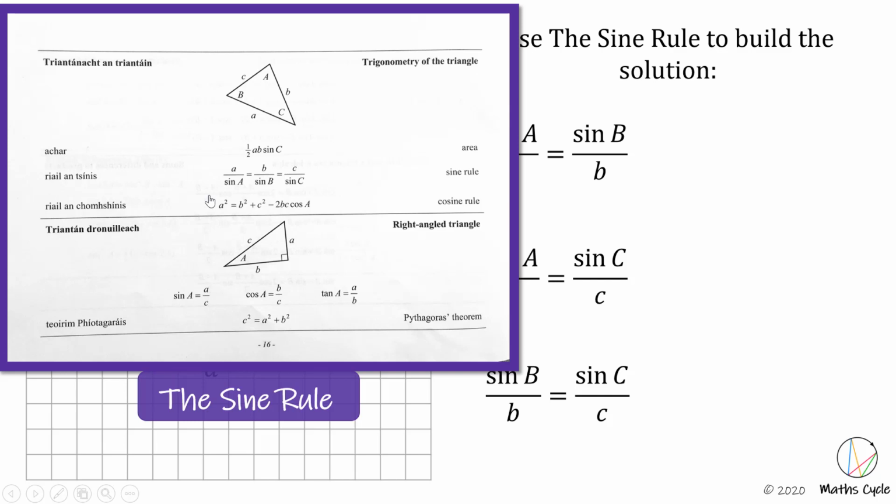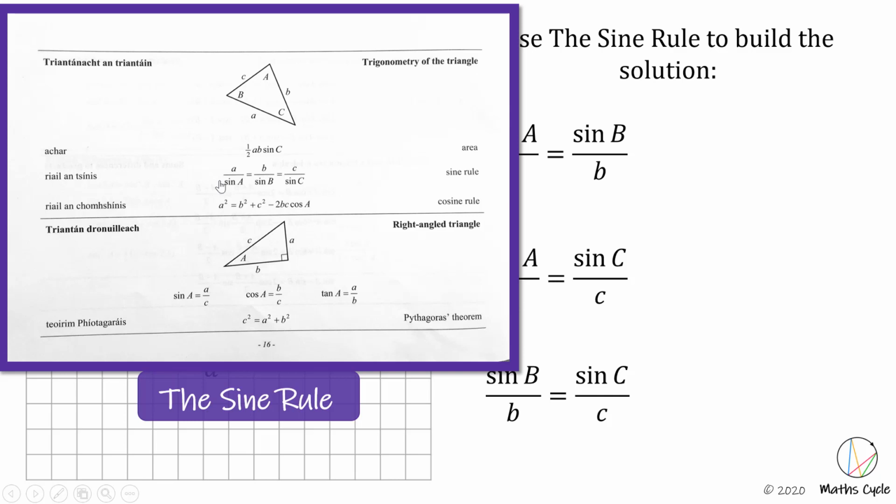Now, the one thing that's different in your log tables is that here it's represented with the side over the sine of the angle. So the angle on the bottom and the side on the top. Now, that is perfectly the same as the angle on the top and the side on the bottom. And it won't matter which one you use.